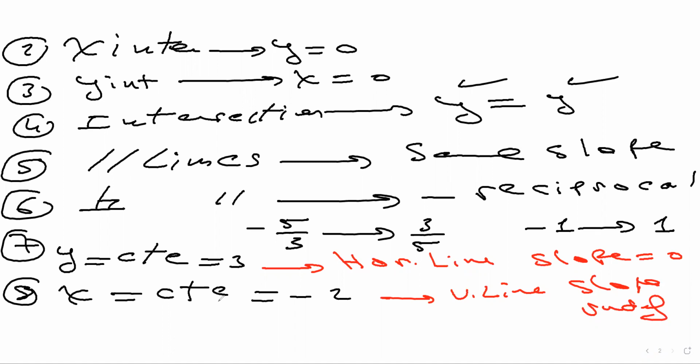What's the difference between a slope equal to 0 and an undefined slope? When the slope equals 0, it means y2 minus y1 is 0, because both points have the same y. So it will be 0 over a number, which is 0.